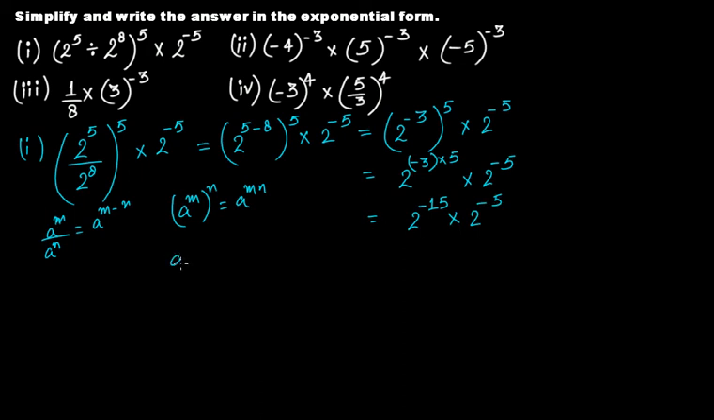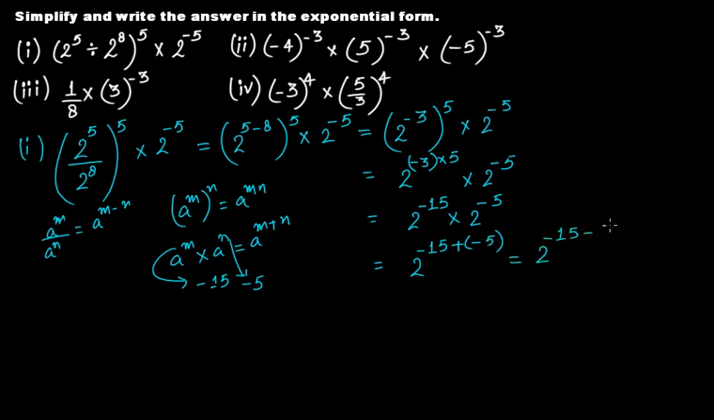Now it is of the form a raised to the power of m multiplied by a raised to the power of n, and it should be equal to a raised to the power of m plus n. Here m is minus 15 and n is minus 5. So this is 2 raised to the power of minus 15 plus minus 5. It means that it is 2 raised to the power of minus 15 minus 5. This gives you 2 raised to the power of minus 20.